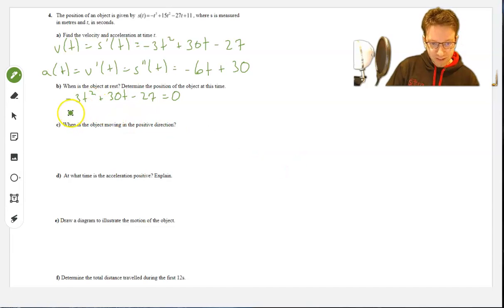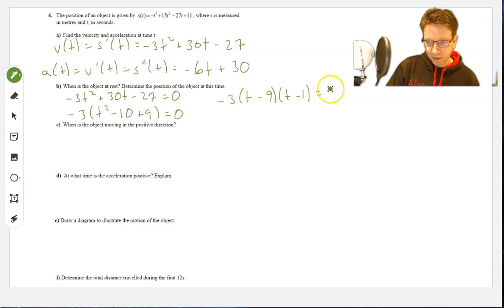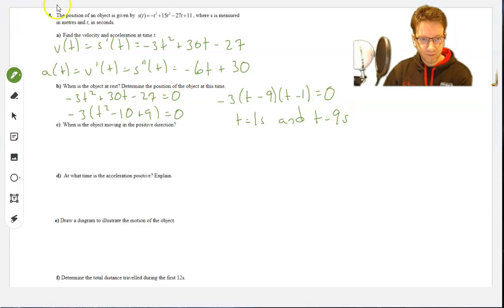All right, well, I can pull out a common factor there. So minus 3 times (t squared minus 10t plus 9) equals 0. And I can factor that trinomial. So you have minus 3, (t minus 9), and (t minus 1) equals 0. That means the velocity is 0 at both t equals 1 second and t equals 9 seconds.